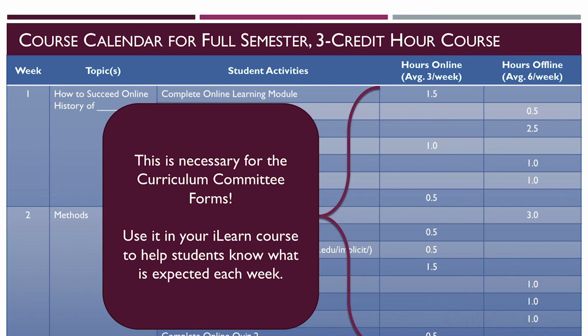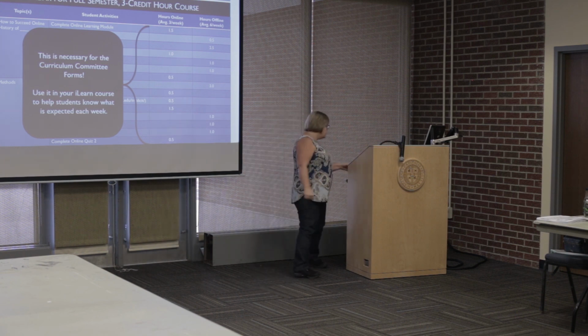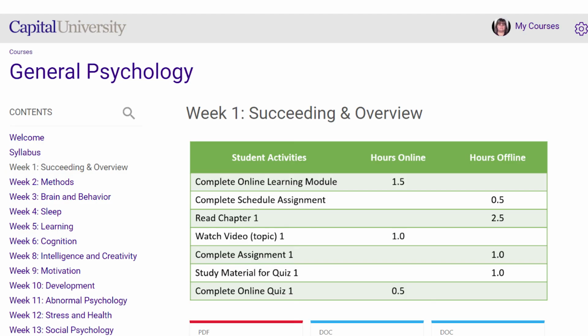So the second way that you can use this is you can put your weeks right into your iLearn course to help students know what's expected, okay? Again, this is that transparency. So imagine your iLearn course. You've got your first week in there. It's about succeeding in an overview of the course. They know exactly how much time I expect them to spend online and offline, right? Very transparent for your students.